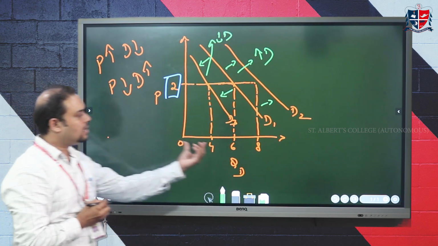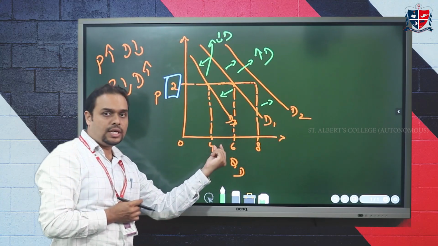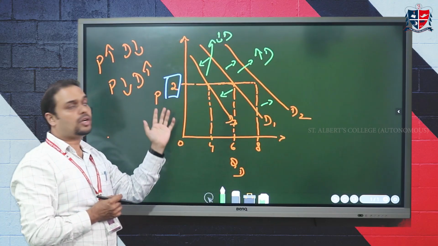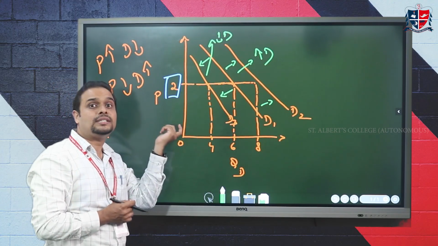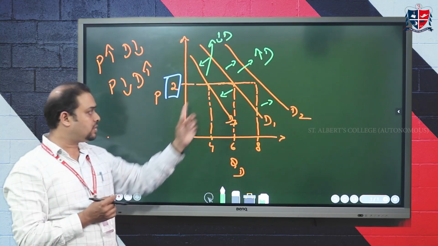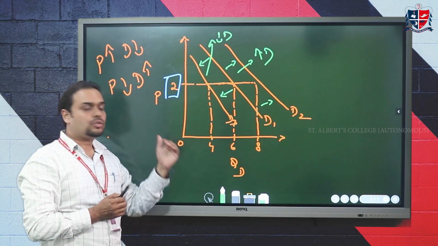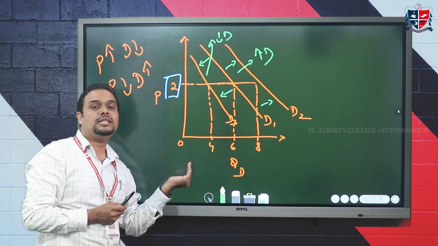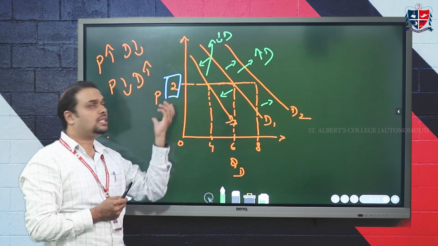So the demand curve shifts from D1 to D2, and from D1 to D3. The shift from D1 to D2 happened because there is an increase in demand due to factors other than price. As you can see in this entire shift schedule, there is no change in price. The price is always 2. There is only a change in demand. There might be an increase in demand, there might be a decrease in demand, but this is because of factors other than price.